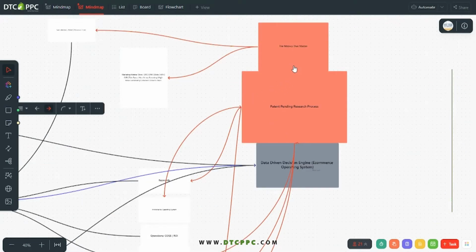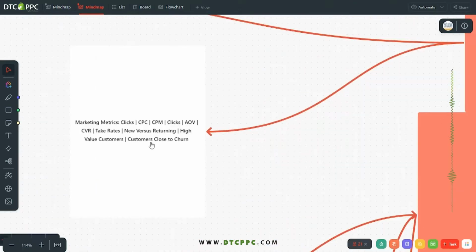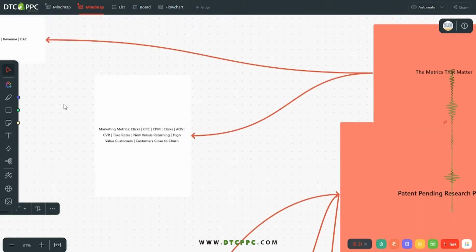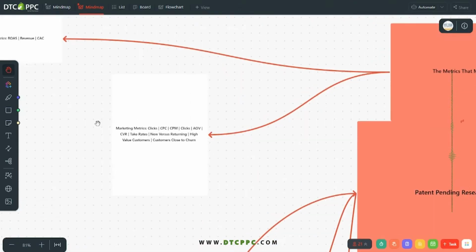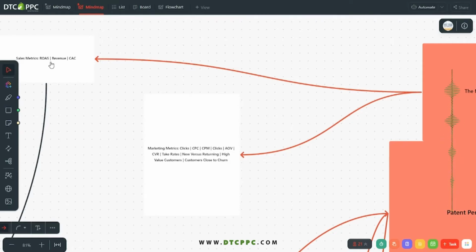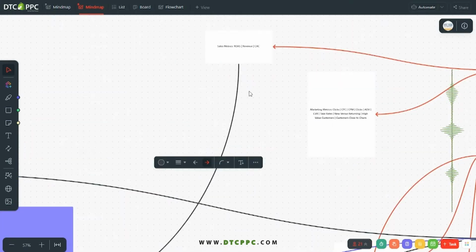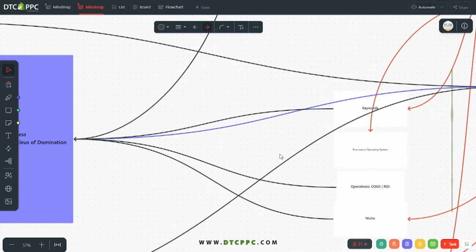So let's look at this. These are the metrics that matter. Easiest place to start. Just all your marketing metrics that matter for e-commerce that are going to dictate how much revenue you make and your return on ad spend, ultimately your return on investment. And as we move through here, everything's connected as we move through this chart.